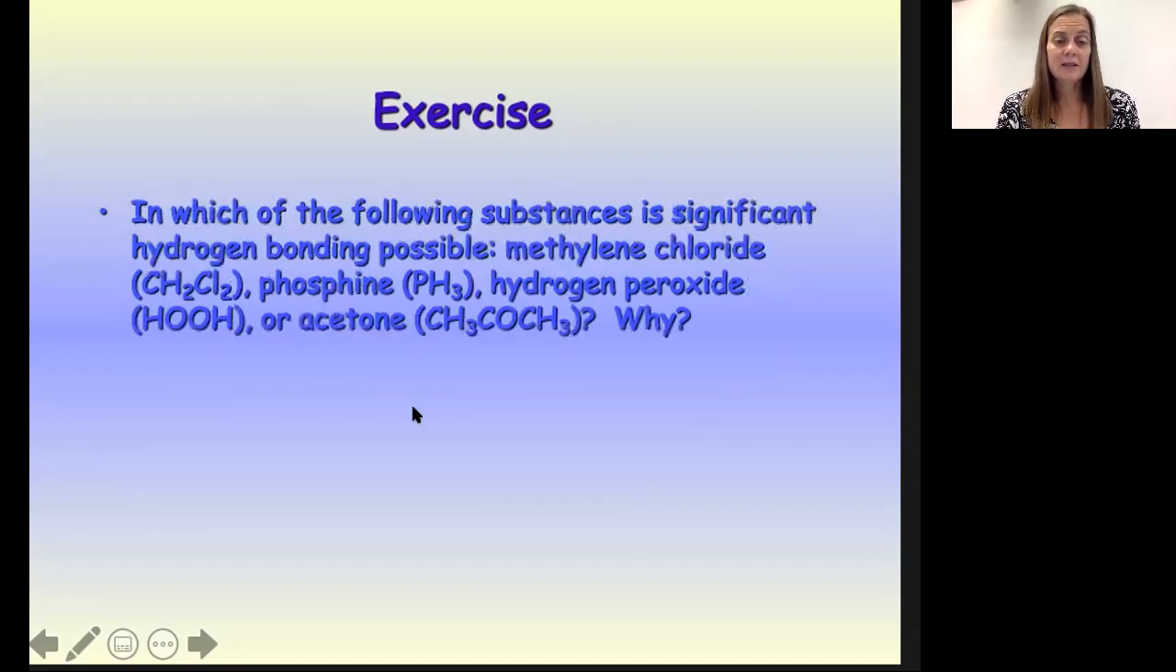In which of these substances could we have significant hydrogen bonding? Methylene chloride. Well, in methylene chloride, I have hydrogen, but it's bonded to carbon, so that can't have hydrogen bonding. Phosphine, where I have hydrogen, but it's bonded to phosphorus, that's not nitrogen, oxygen, or fluorine, so no hydrogen bonding there. Hydrogen peroxide, okay, now I have oxygen bonded to hydrogen, so it's certainly possible there. Or acetone. Acetone is CH3COCH3. Although I have hydrogens here, they're bonded to carbon, so no hydrogen bonding here. So it has to be our hydrogen peroxide.